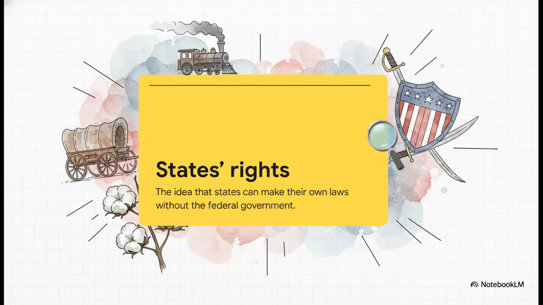You'll definitely want to memorize this term for your exam, states' rights, because those economic differences quickly turned intensely political. Many Southerners firmly believed in states' rights, the idea that individual states should have the ultimate power to govern themselves, without the federal government stepping in to dictate laws, especially, of course, laws regarding the institution of slavery. This deep ideological divide became a core political cause of the conflict that was coming.